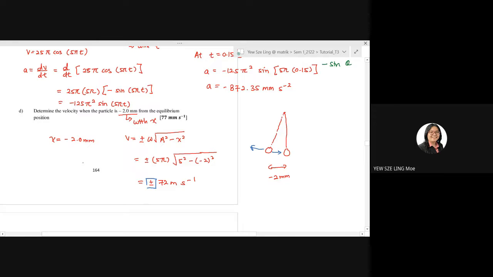So you keep the sign convention in your calculation. So V is equal to plus minus 72 mm s to the negative 1. So one minute for you to write it down, then we will proceed to the next question. In the next question, we're going to look at energy. We're going to see how to calculate energy.